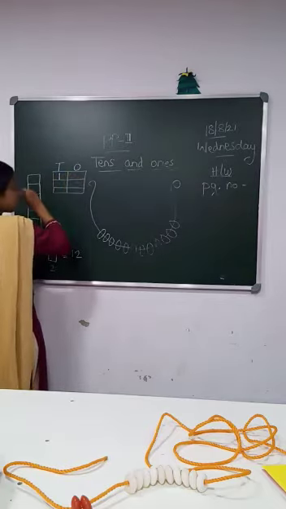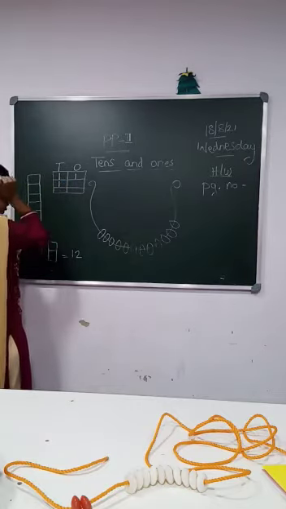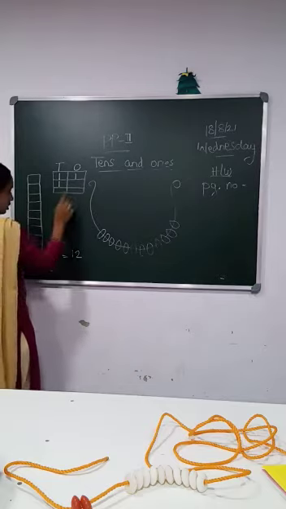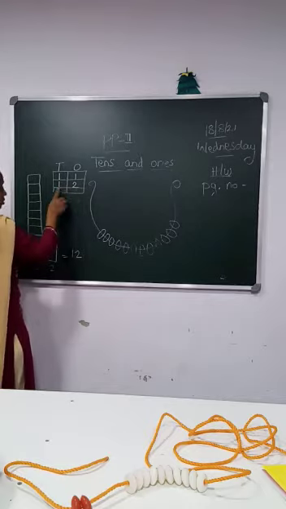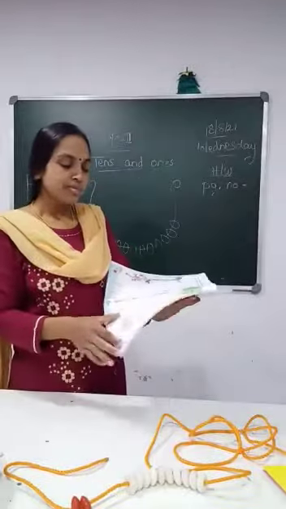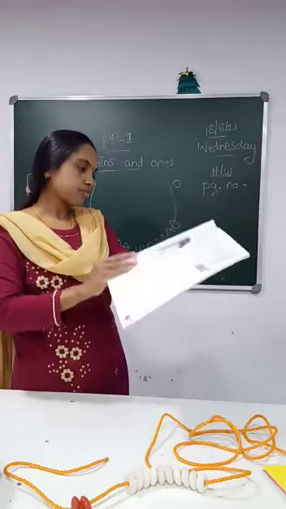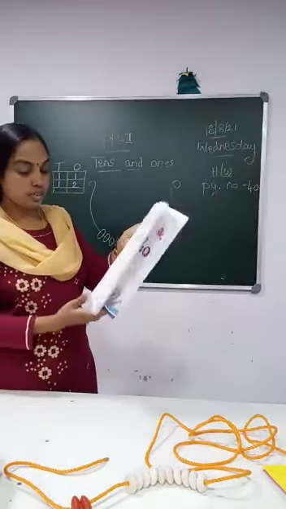So, 11. Now, 12. 1 in the place of 10s, 1 in the place of 1s, we are going to write number 2. So, 12. Okay children, and then, on this page count how many tens and ones, and write the numbers. So this page will be homework, children, page number 40 will be homework. And then, now let us start here.